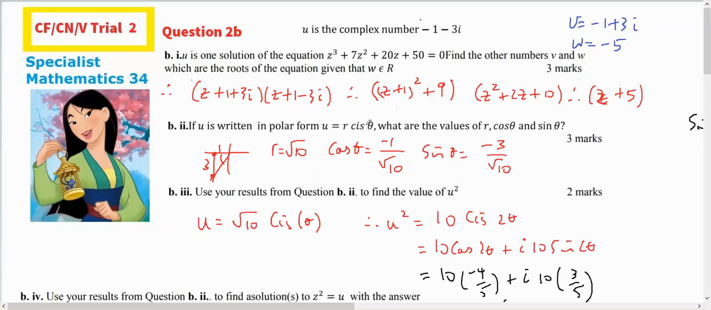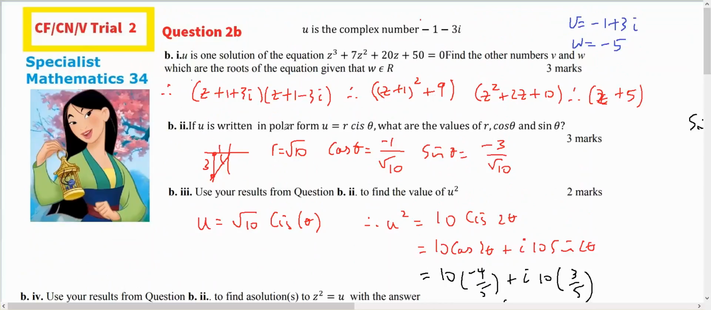This is for Year 12 specialists. It comes out of the complex numbers, circular functions, vectors trial number 2, question 2b, part 4. But remembering that 2b, part 1, was to factorise and come up with the 2 other solutions.